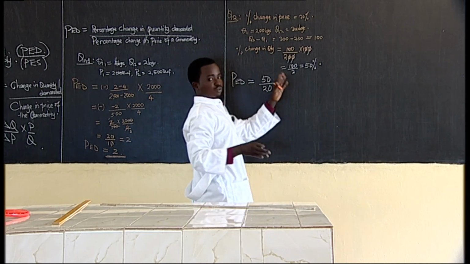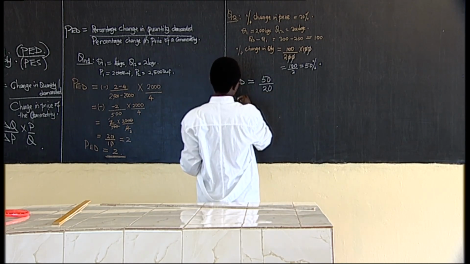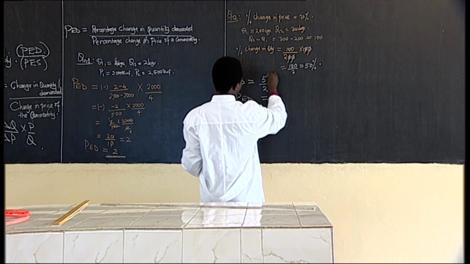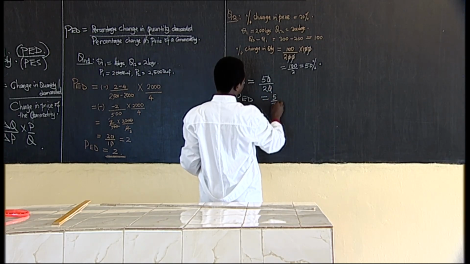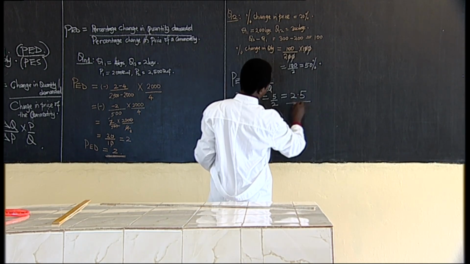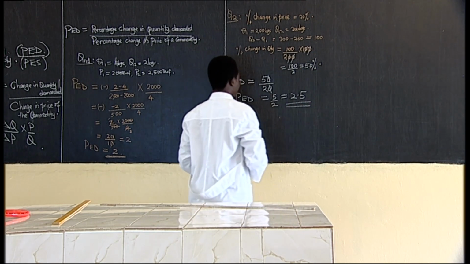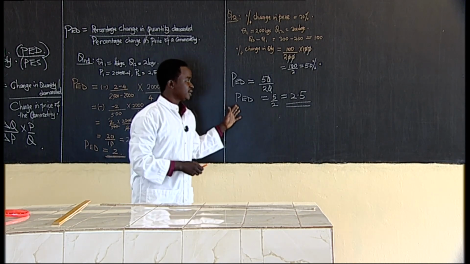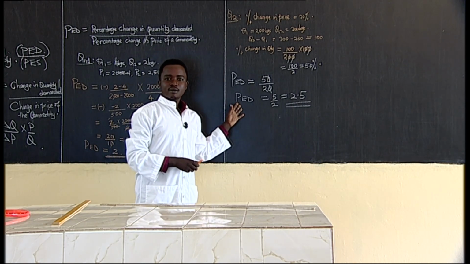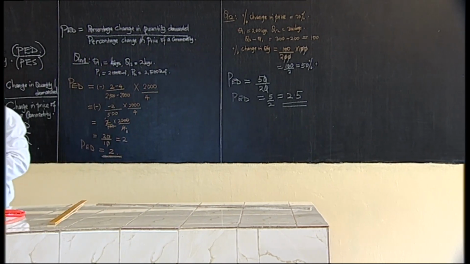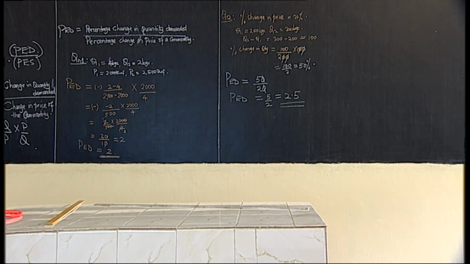The percentage will cancel out. Then our PED, therefore, here will be equal to 5 over 2, which is the same as 2.5, as our price elasticity of demand. This is how you can use our percentage formula. Before I wind up this lesson, learners, I have some questions for you.